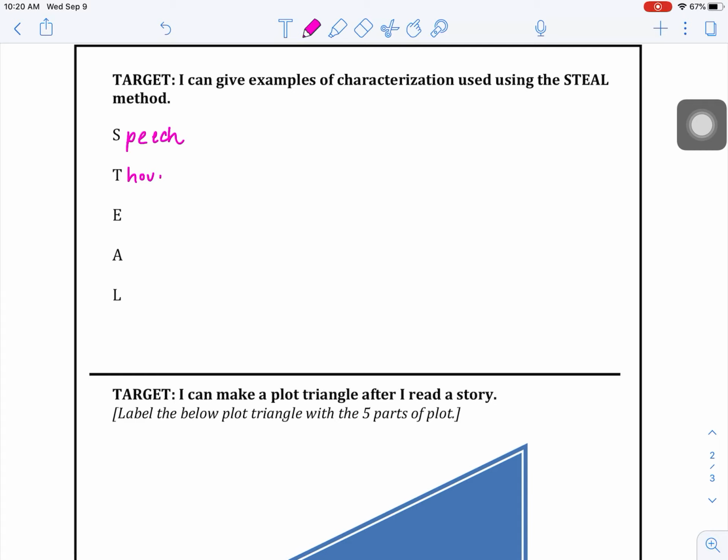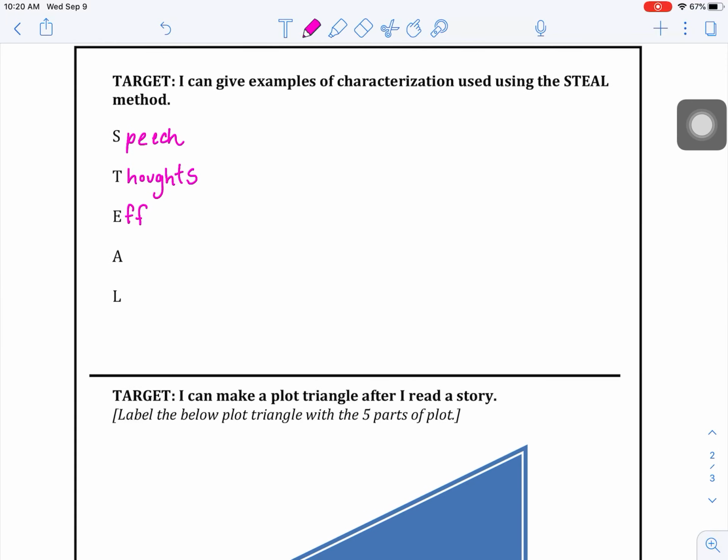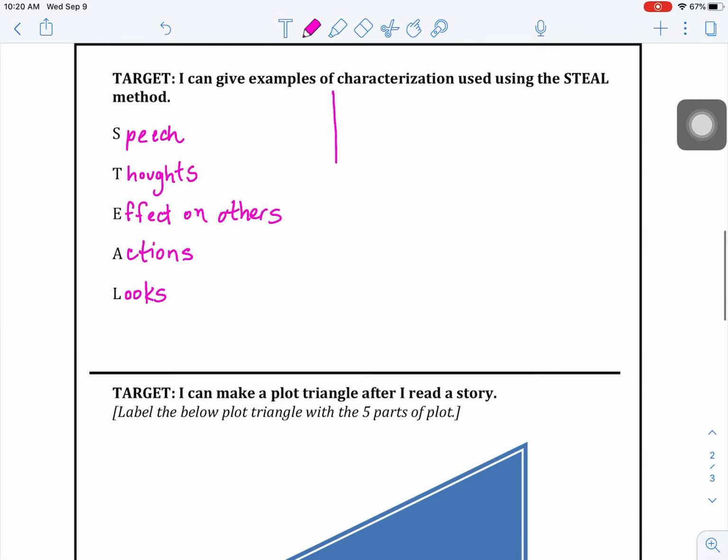We learn about characters based upon their thoughts, what they think. We learn about characters based upon their effect on others. How do other people react toward that character or feel about that character? We certainly learn things about characters based upon his or her actions. And we can even learn things about a character based upon his or her looks. And that is the Steele method.